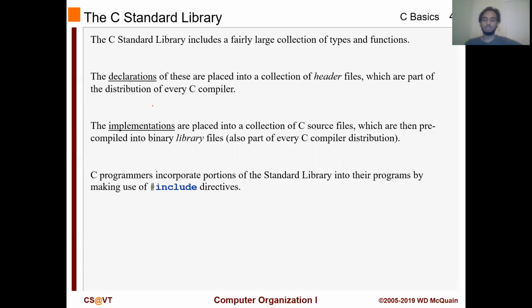If you go to /bin, and then you go to I think lib, you will actually see all the header files that C makes use of. The implementations are placed into a collection of C source files, which are then precompiled into a binary library file, also part of every C compiler distribution.